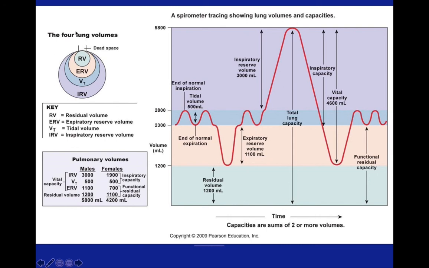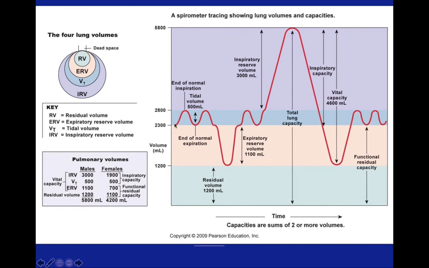Now on this graph we can see a couple different things. First off, the y-axis shows us volume in milliliters, and the x-axis shows us time. So this is actually a spirometer tracing of someone breathing. As they are naturally breathing at rest, this is going to be their tidal volume. Eventually they're going to expire forcefully, and our spirometer tracing is going to come down here, and then we'll maximally inspire up here, and that shows us our inspiratory reserve volume. So this is how we read a spirometer tracing. It's measured in volume over time.